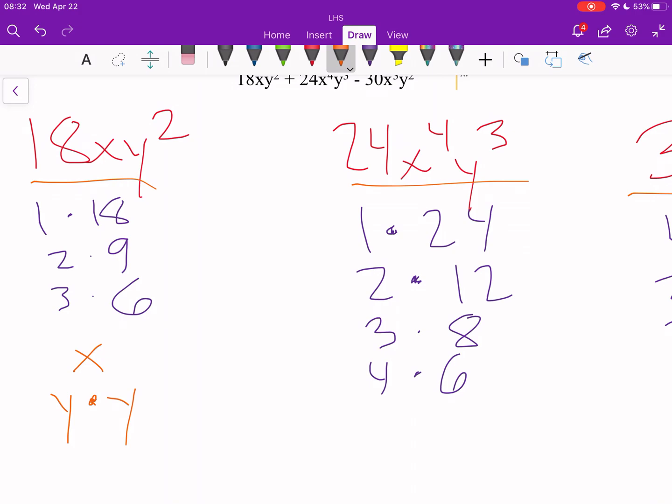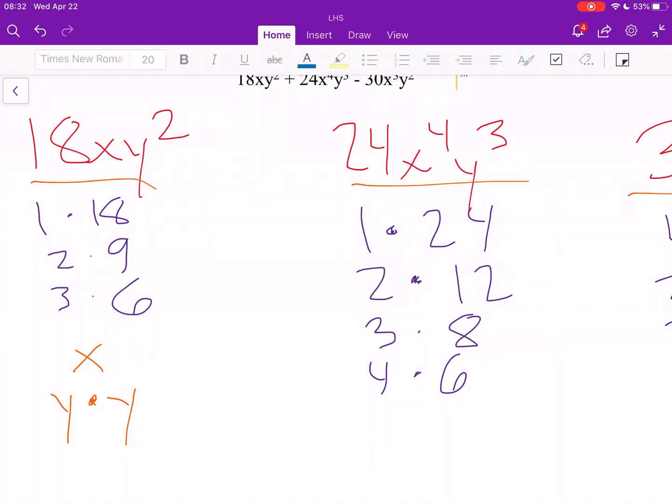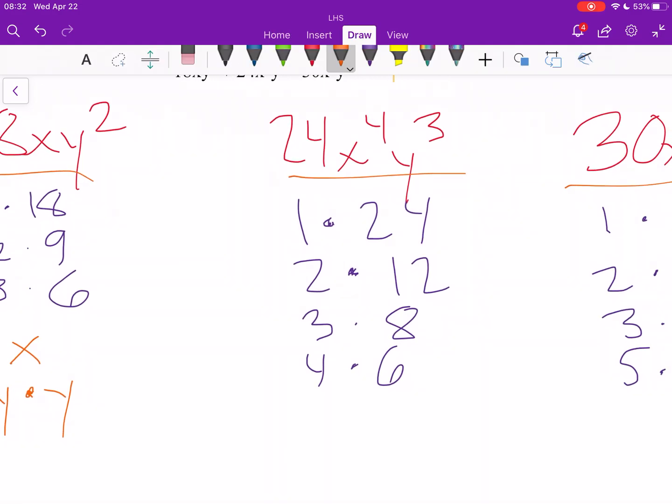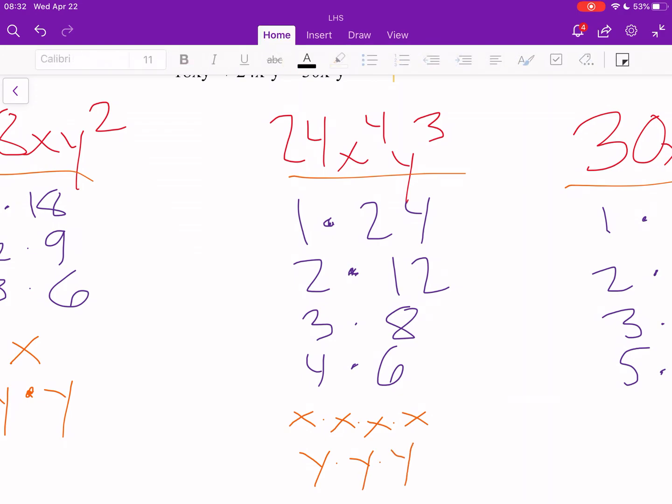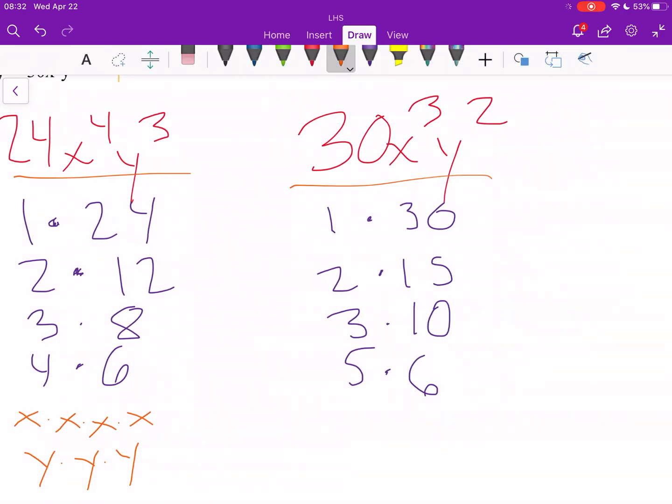Okay. Let's take a look at that middle term there. How many x's? There it's to a power of 4, so I know that's x times x times x times x. How many y's? Power of 3. Y times y times y. Let's take a look at this final one here. How many x's? Well, it's to a power of 3, so I know there's 3 of them. How many y's? It's to a power of 2, so it's y times y.